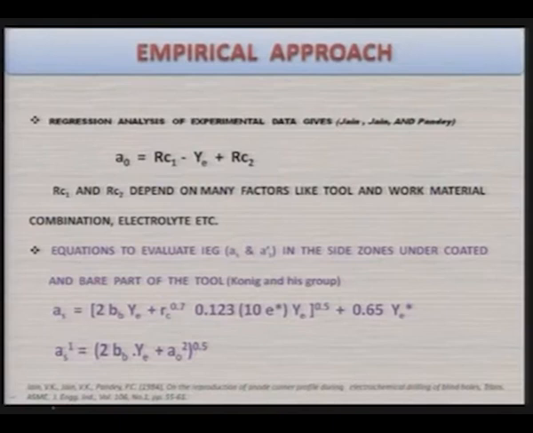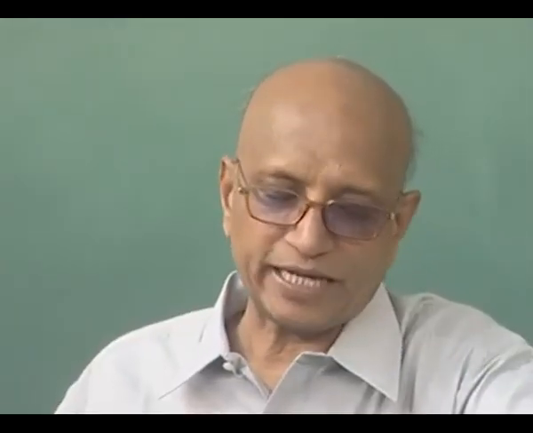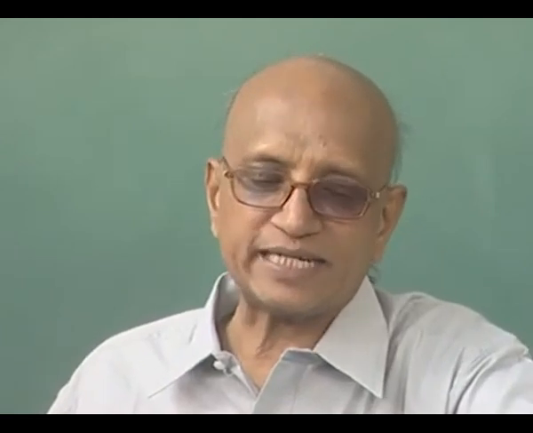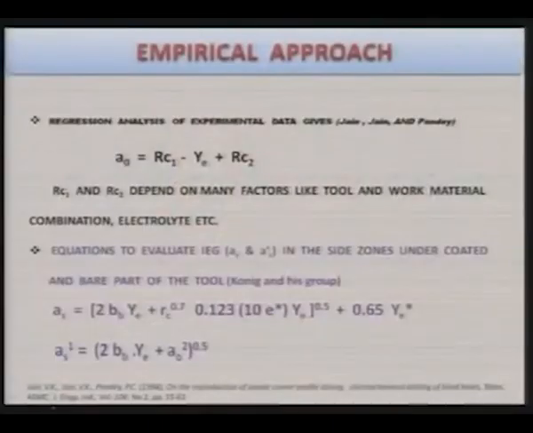So, what it shows is that again there are so many assumptions, because AS and AS dash may not be constant in the whole zone. If you are following the numerical analysis technique that I have already explained, then you can predict these side gaps A0, AS dash much more accurately than with the help of these equations, but these equations are good enough for approximate prediction of the anode profile.